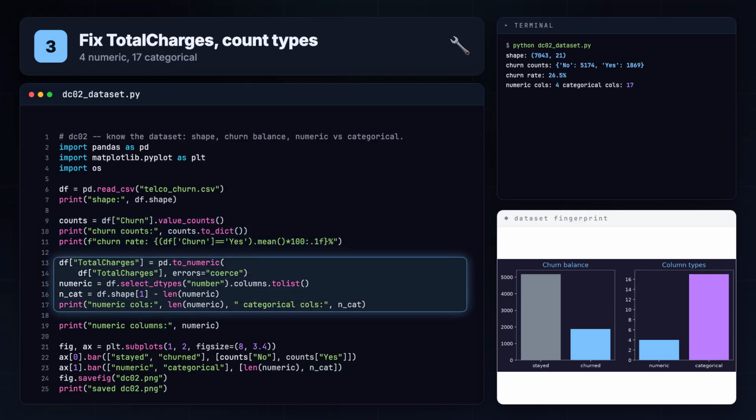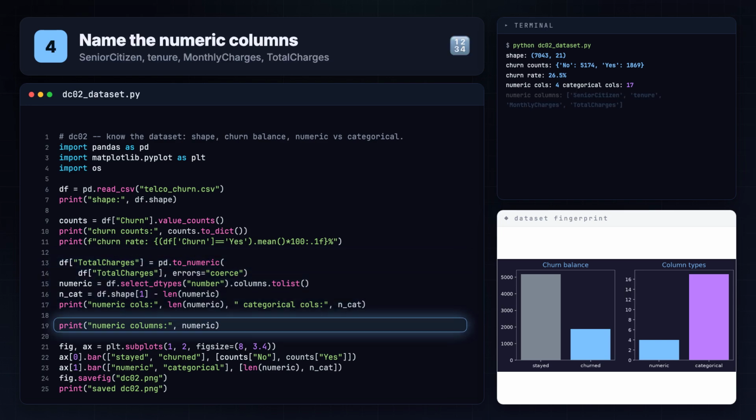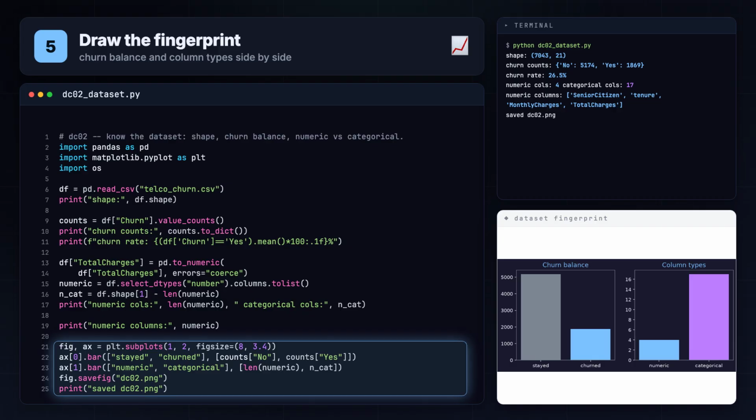Next, we convert total charges to numeric upfront, then ask Pandas which columns are numeric. There are 4, and treat the rest as categorical. We print the 4 numeric columns by name because those are the ones that will get scaled later, while the categorical ones will get encoded. Finally, we draw the dataset's fingerprint, a bar for stayed versus churned, beside a small tally of numeric versus categorical columns, and save it.